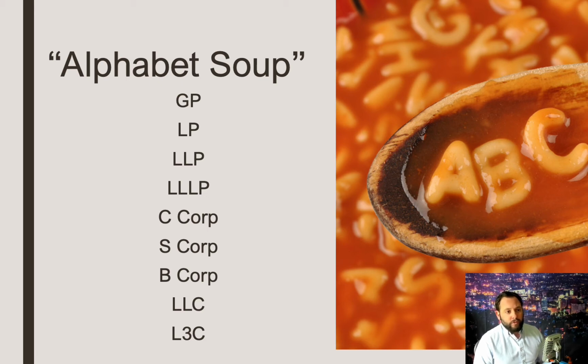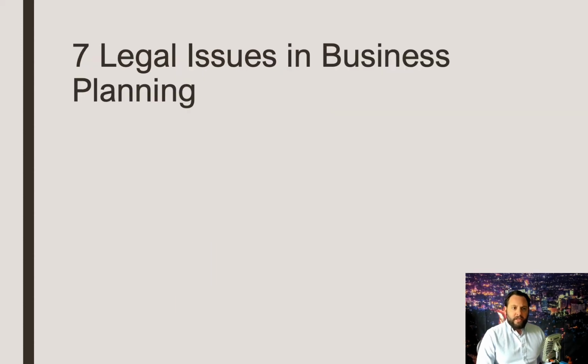So we're going to learn about the entity choices through a practical approach, learn about these not just in the abstract, but to understand how these different suffixes relate to different substantive law that will apply to our company. There are 7 issues we'll focus on in business planning, and we will apply these 7 issues to all of the entity choices that we are going to make.